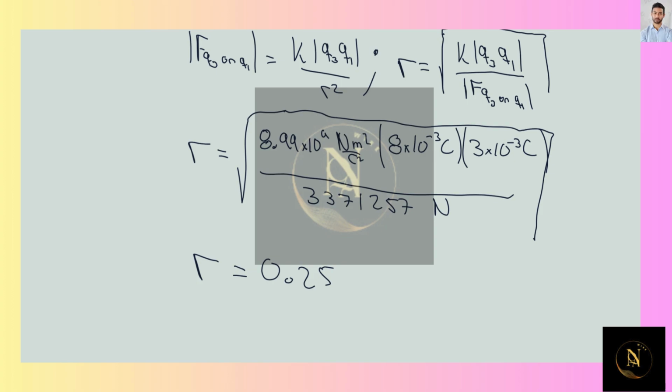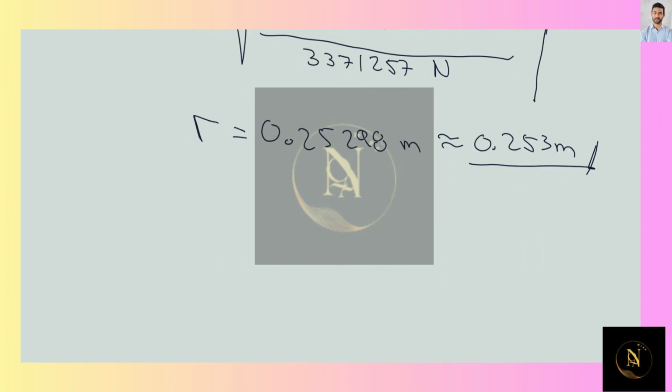0.2598 meters, which is approximately 0.253 meters. So our full diagram is going to be Q3 at minus 0.253. Next, we're going to have Q1 at 0 meters. And finally, Q2 at 0.2 meters.